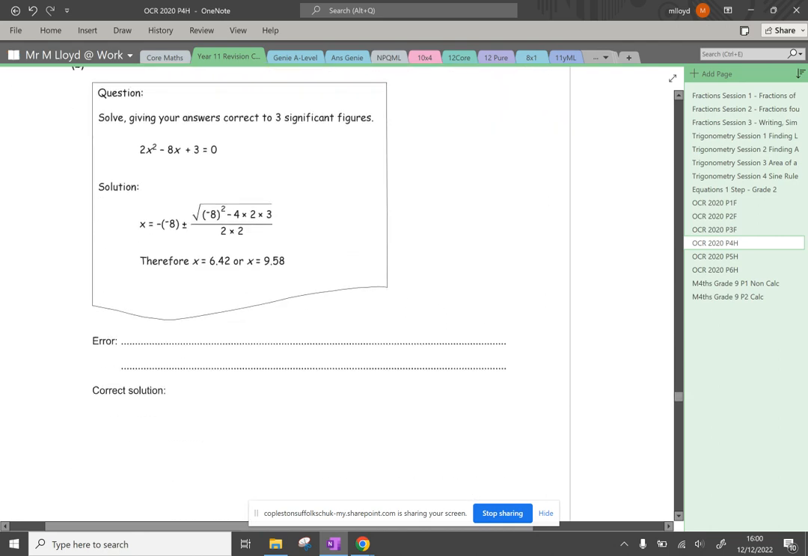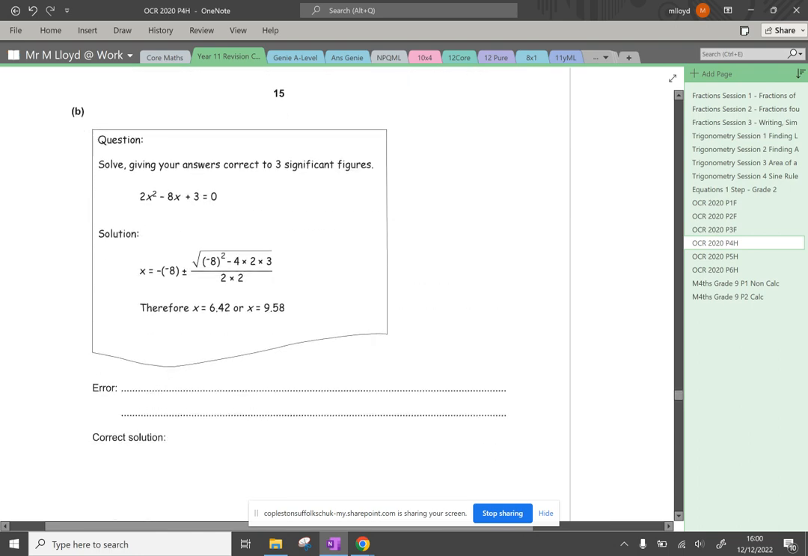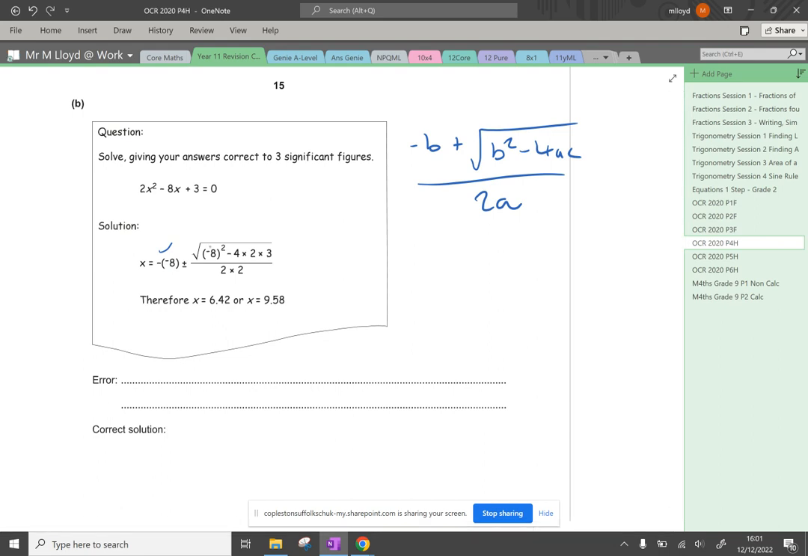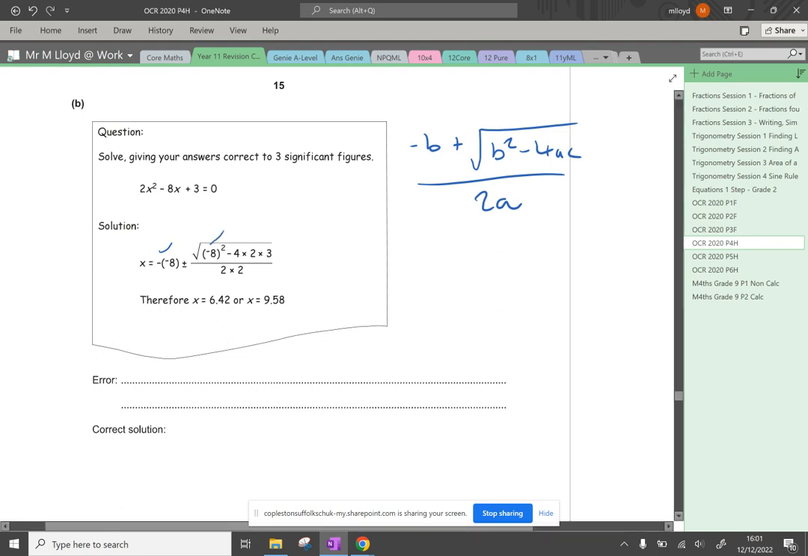Here's another one. Quadratic formula. Okay, solve, giving your answer correct to 3 significant figures. So our formula is negative b plus or minus square root of b squared take away 4ac all over 2a. So I'm just going to write on this. I'm happy with that. That's negative b because we've made it positive. Negative b squared, happy with that, or b squared, doesn't matter what we do really because it's going to square it. Take away 4ac, and that's all over 2a. So they've substituted that in properly.